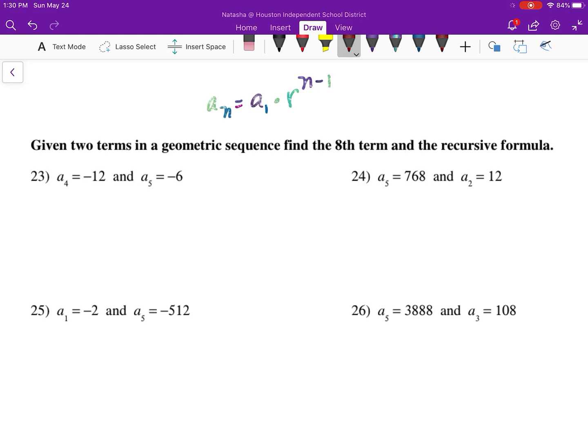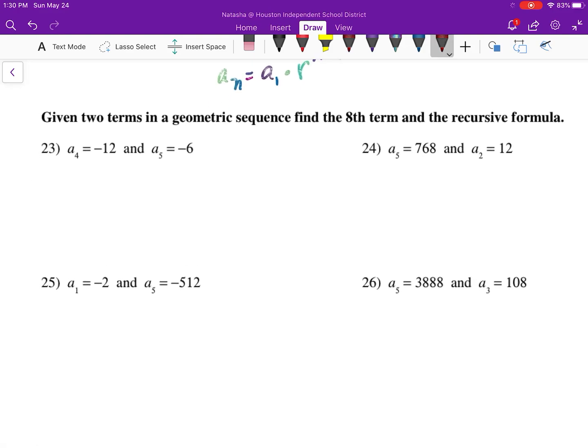So as a reminder, when you're dealing with the explicit formula, that's our first term times the ratio to the n minus 1. So we're going to find what our ratio is using the explicit formula from the information we're given. We're going to set this up just like we did the arithmetic sequences.